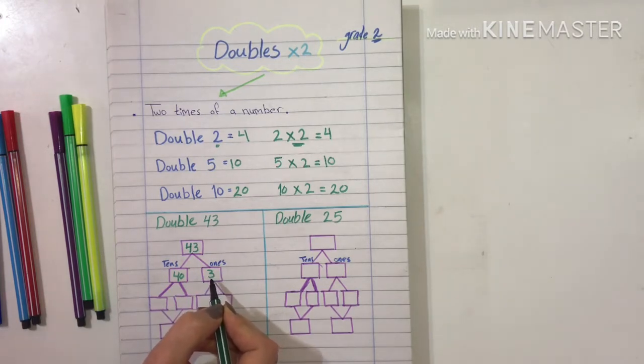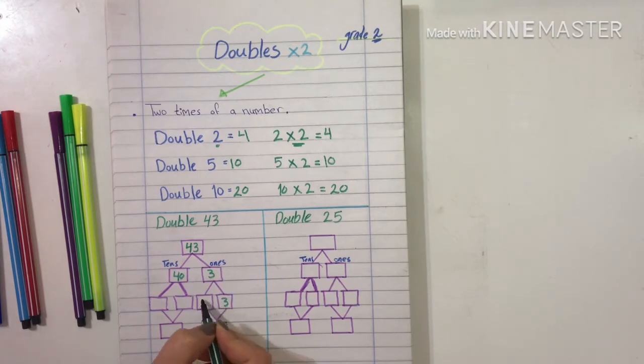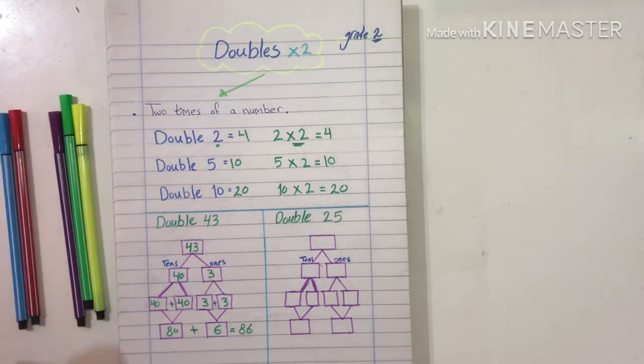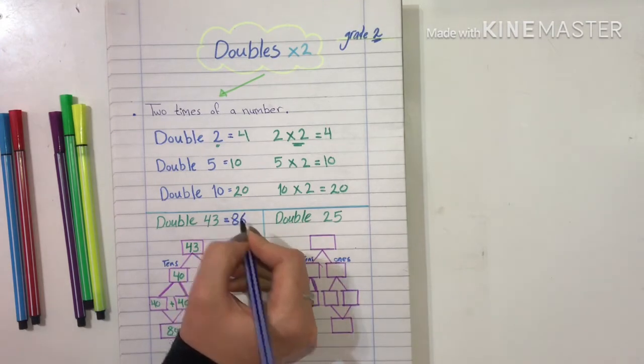We double the ones. Double the ones means 3 and 3. And double the tens means 40 and 40. 3 plus 3 is 6. 40 plus 40, similar to 4 plus 4. 4 plus 4, 8. So 40 plus 40 is 80. 80 plus 6 is 86. So double 43 is 86.